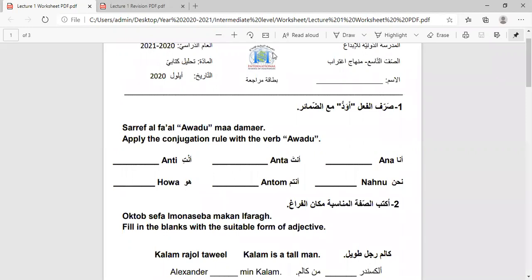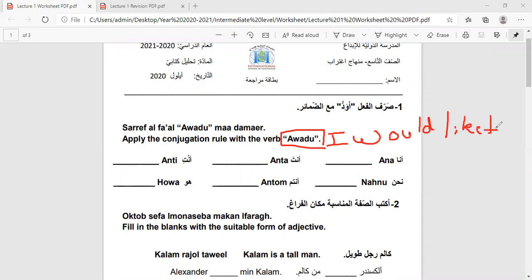Okay, let's start. Apply the conjugation rule with the verb أود. What do you mean by أود? I would like to. And I would like to is in the present form.